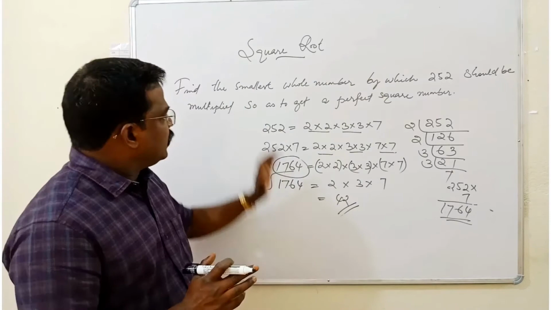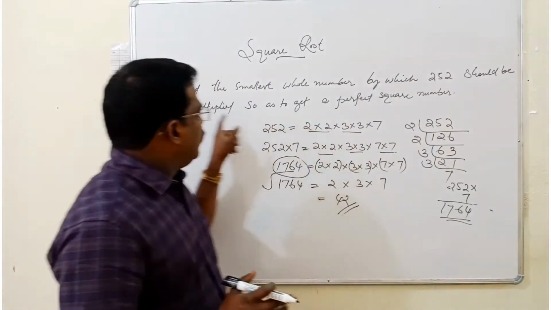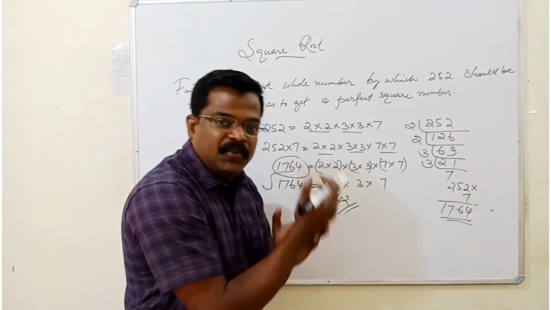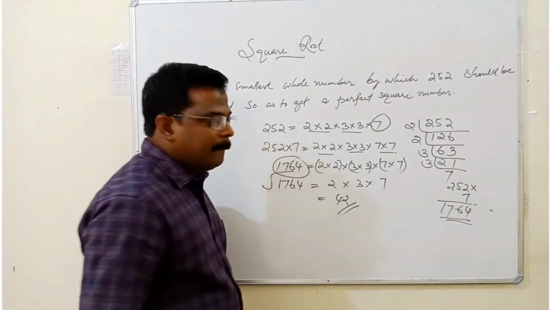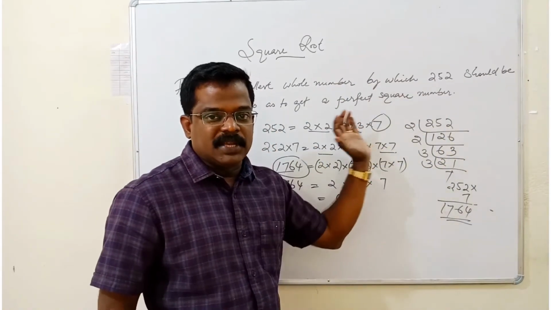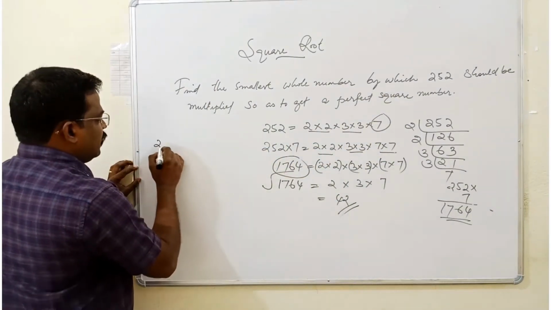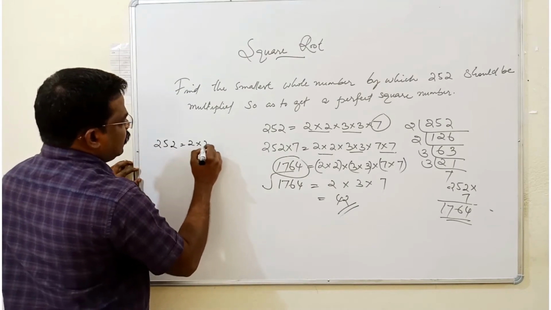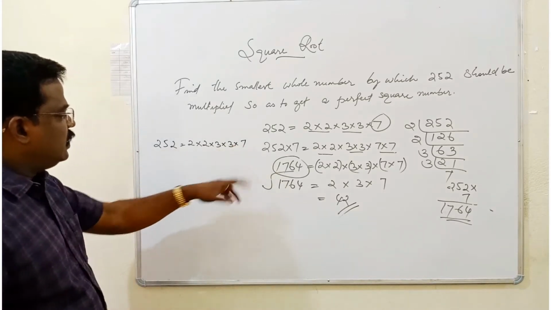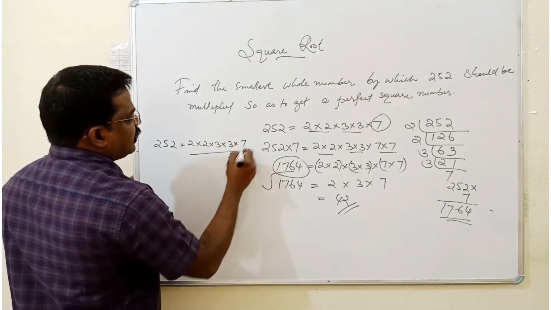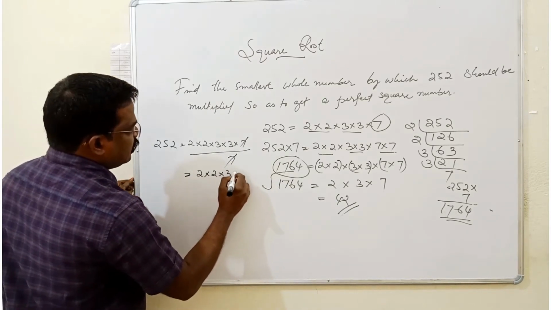At the same time, this same question can be asked: instead of the smallest number which should be multiplied, which number do we want to divide to make it a perfect square? That time also this 7 is alone here. So we just remove this 7 from this. Then we will get a perfect square. So you see 252 equals 2 into 2 into 3 into 3 into 7. If we divide this by 7, this 7 cancels. Then you can see 2 into 2 into 3 into 3 only.